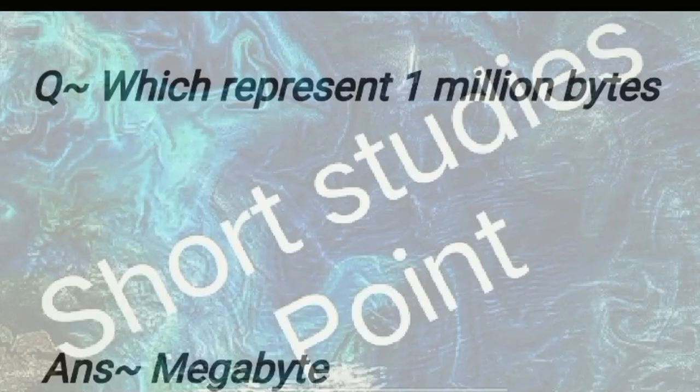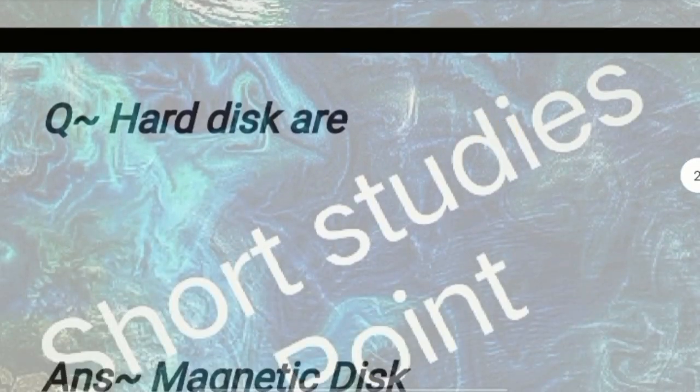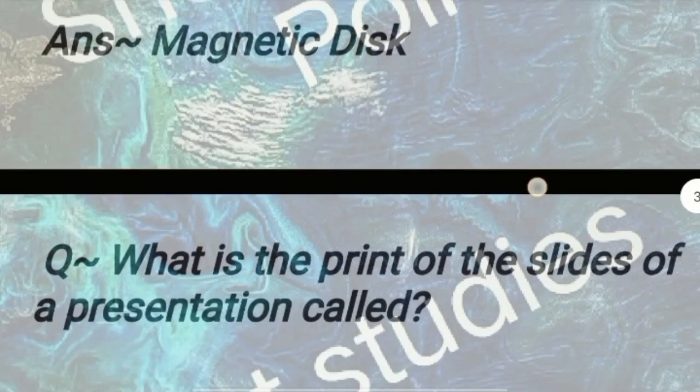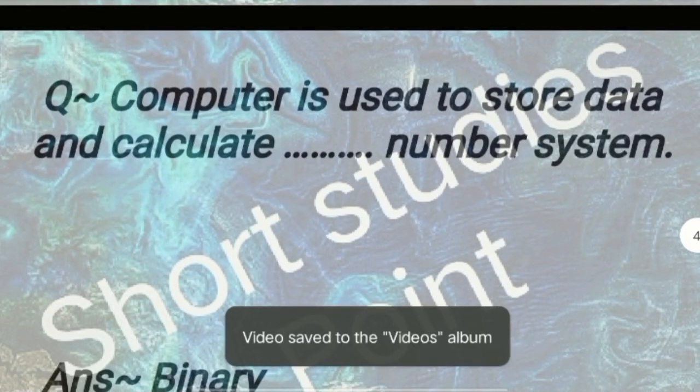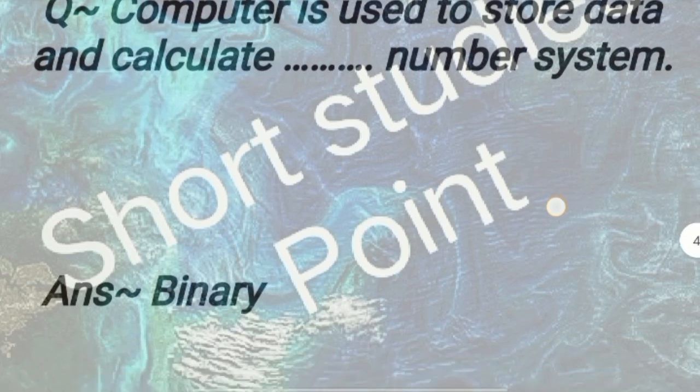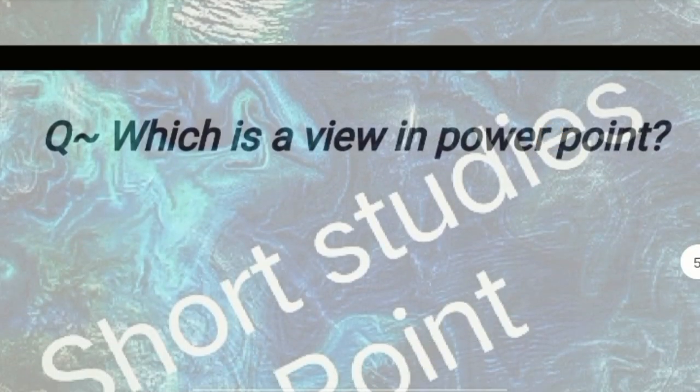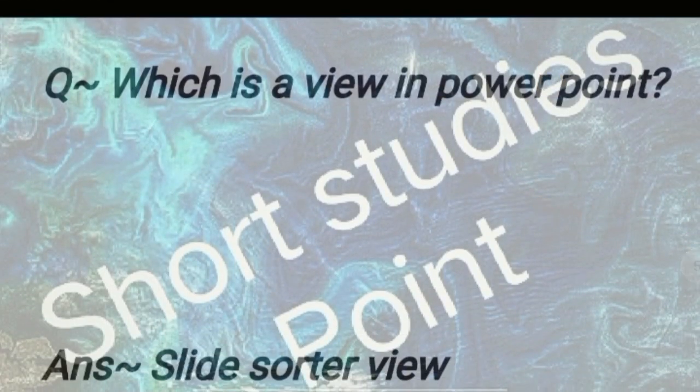Question: Which represents 1 million bytes? Answer: megabyte. Next question: Hard disks are dash? Answer: magnetic disk. Next question: What is the print of a slide of a presentation called? Answer: handout. Next question: A computer is used to store data and calculate using dash number system. Answer: binary number system.